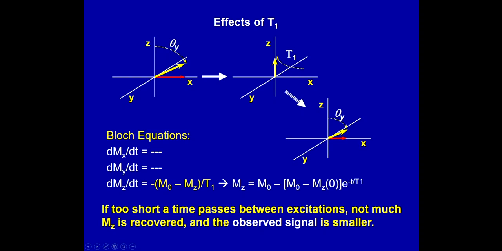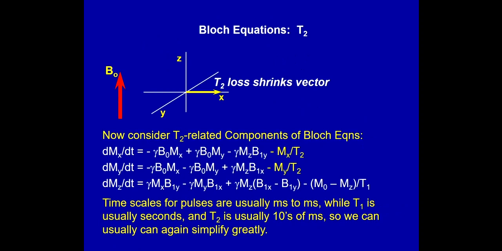So what you'll find is it can take 1, 2, 3, 4, 5 seconds or more to develop M0 again. If we don't wait long enough, and not all of the M0 recovers, then when we do another tip, it's that diminished M0 that's going to give us the signal. So we're going to observe a smaller signal. That's called T1 saturation. It sounds like a bad thing, but there are times when we actually make use of it. This is T1 relaxation. Now we're going to talk about T2 relaxation.